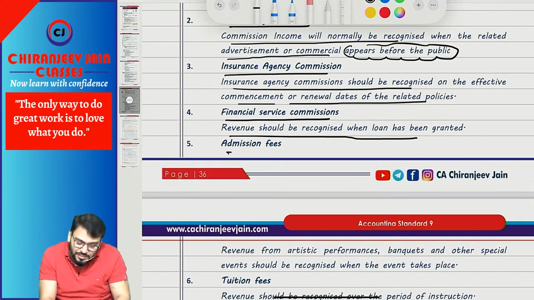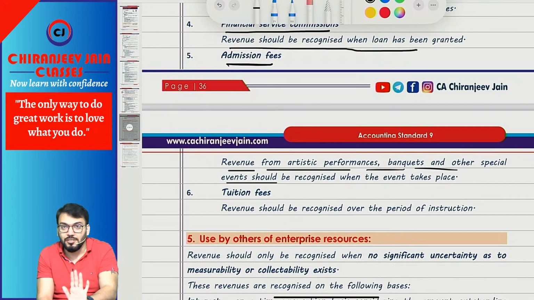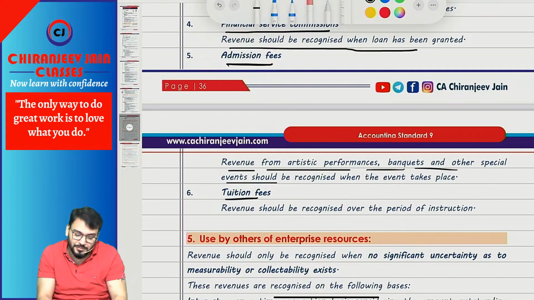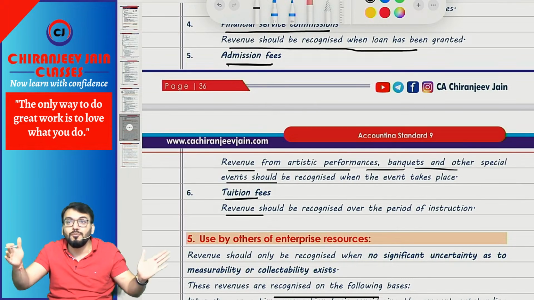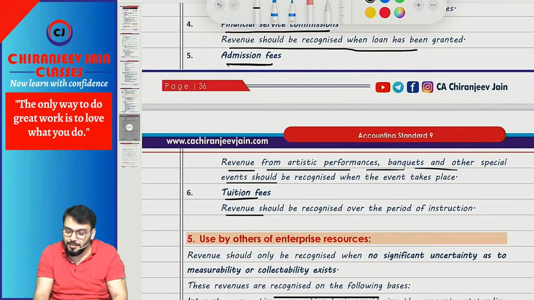Understood? Admission fee. Revenue from admission fee, whether for any artistic performance, banquet, or other special event, should be recognized only when the event takes place. Admission fee means for any event you are paying some fees for admission. So when that event takes place, revenue should be recognized. Tuition fee, revenue should be recognized over the period of tuition, on proportionate completion method.